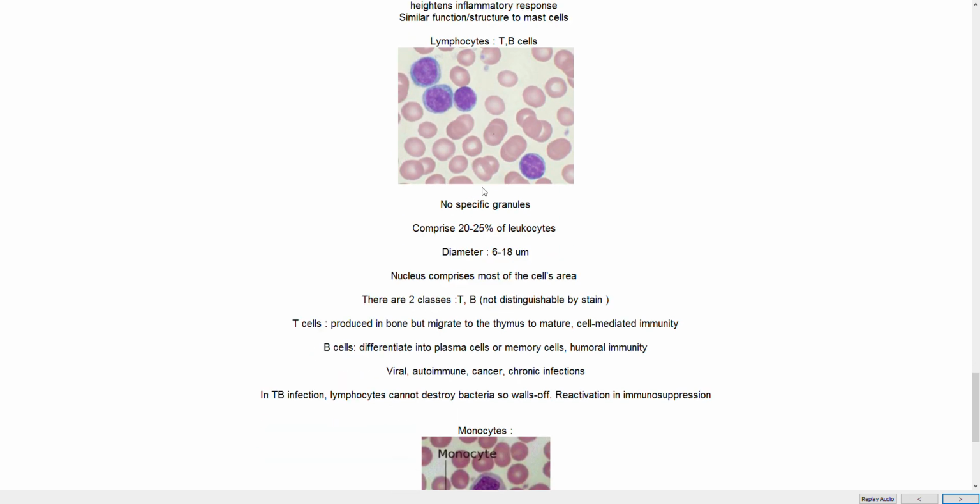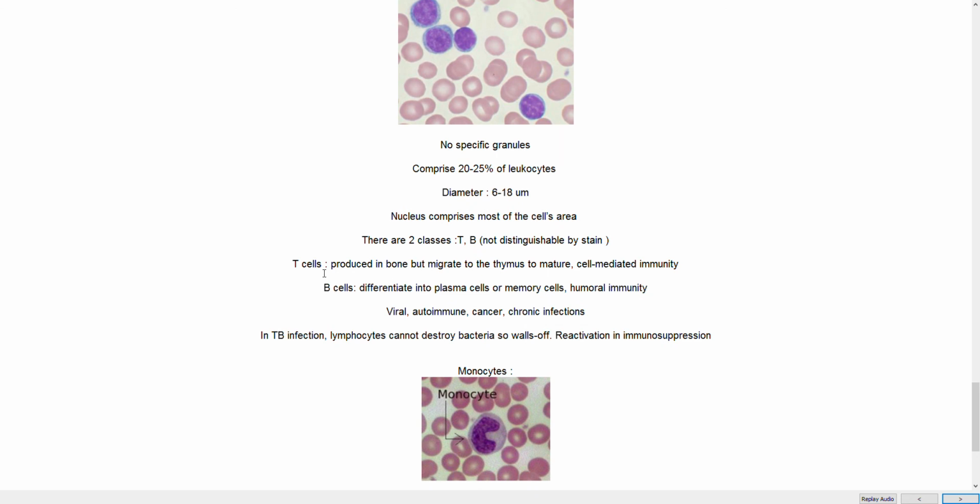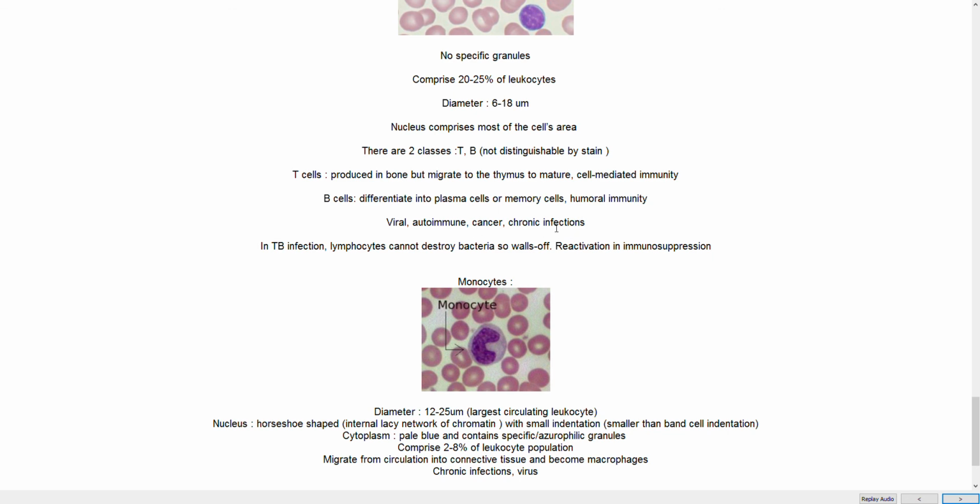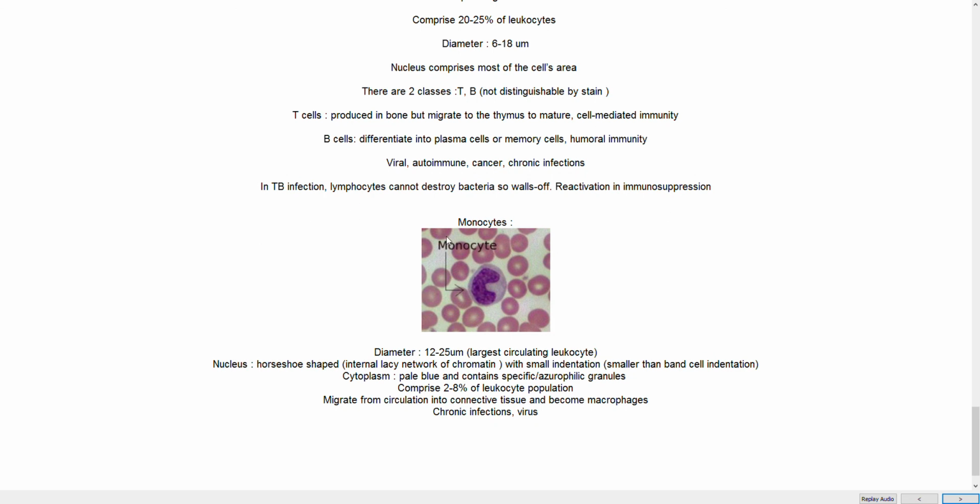So an important thing to know about T and B cells is that T cells will mature in the thymus, and B cells will differentiate into plasma cells, which then release antibodies. So all of your antibodies, IgG, IgE, and the rest, will be secreted by your B cells. They deal with viral infections, autoimmune disorders, cancer, chronic infections. They'll be found in all those kinds of foreign body reactions.